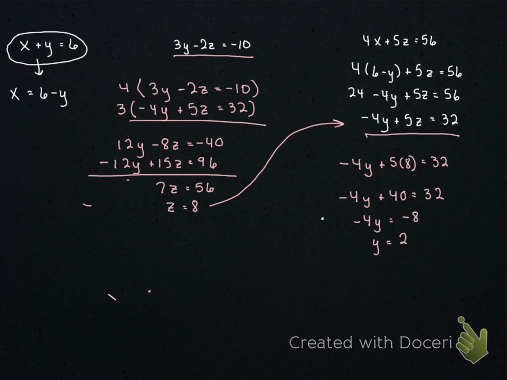Now I can use that y in this equation for x over here on the far left, and I can solve for x by plugging in y equals 2. So x is equal to 6 minus 2, x is equal to 4. So we have 4, 2, and 8 for the solution set for example 3. So what I'm going to do is pull a homework problem in x, y, and z, and we're going to do another one together, just so you get the idea of how these work out.